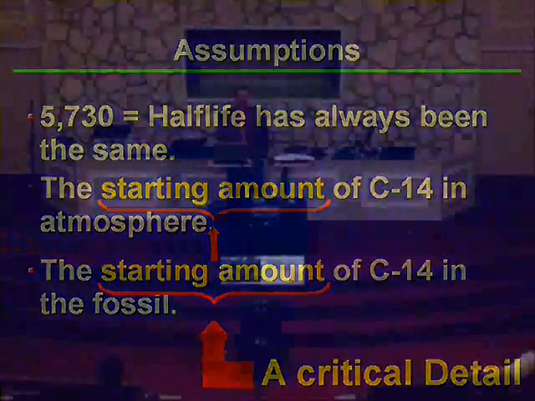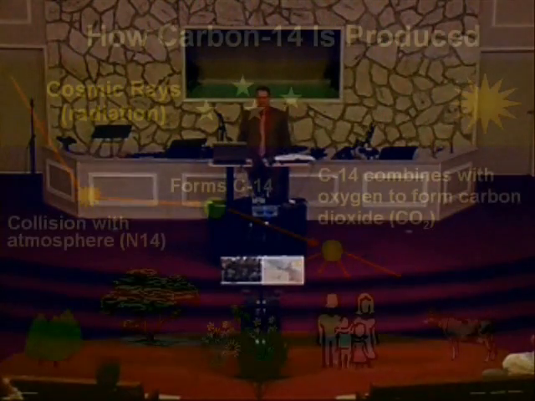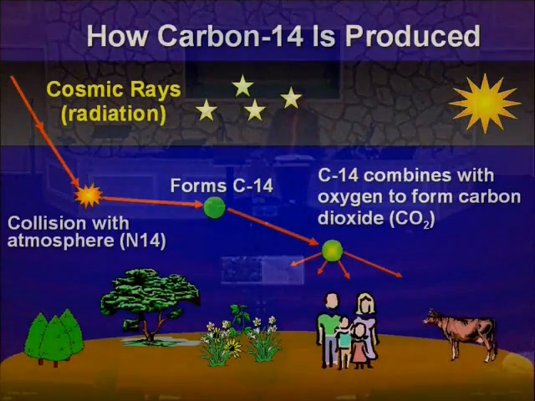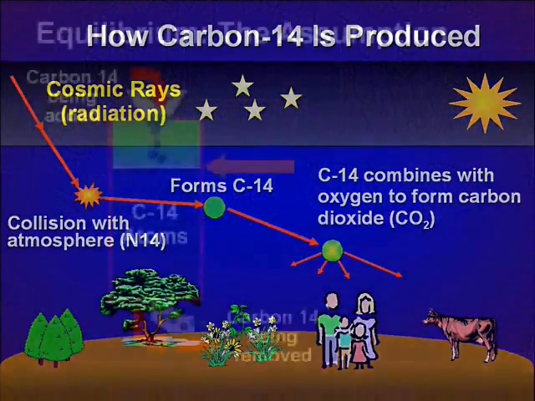Okay, so I'll reiterate on it. You have the cosmic rays, the sun, shining down on the atmosphere, nitrogen-14. It collides with it, forms carbon-14. Carbon-14 combines with oxygen to form carbon dioxide, lands on the plants. The animals eat the plants, the humans eat the plants and animals. Everybody has it in them. All right, so this is the equilibrium assumption that I'm about to cover.